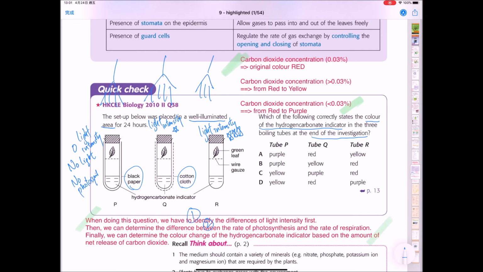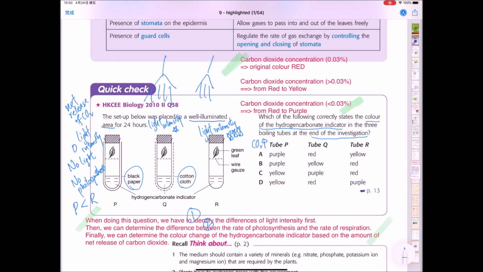So when there is no photosynthesis, we can see that for tube P, the green leaf only carries out respiration. So for tube P, the rate of photosynthesis should be lower than the rate of respiration. Finally, in tube P, we should find that there is a net release of carbon dioxide. And that's why in tube P, we can conclude that the carbon dioxide concentration should increase.